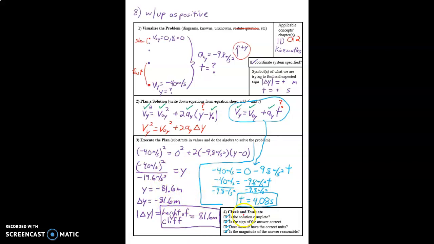Is the solution complete? Yes, we solved for both things we needed. We already talked about the signs, the correct units. Yes, we've got meters per second squared, so that's meters squared per second squared, divided by meters per second squared, so that does leave us with units of meters. And are the magnitudes of the answers reasonable? Oh, I forgot to do the units on this one, but this is meters per second squared divided by meters, I'm sorry, those units cancel, of course.